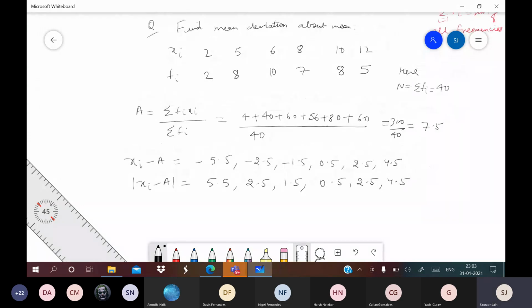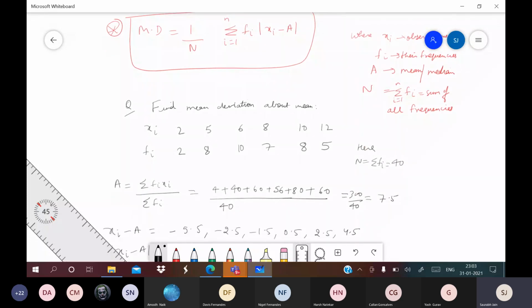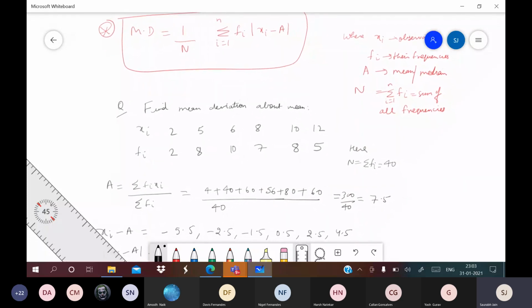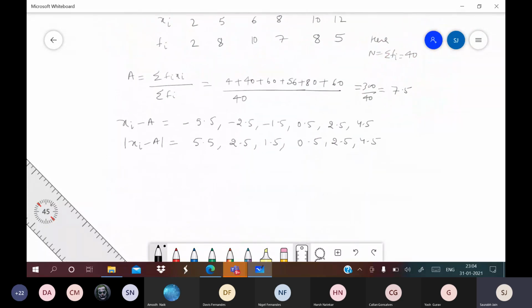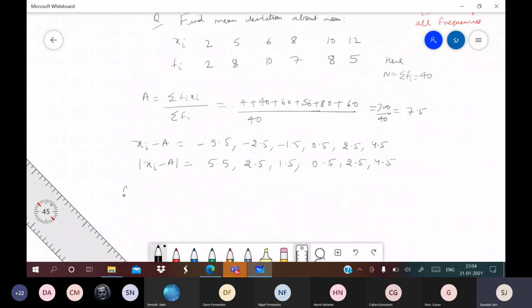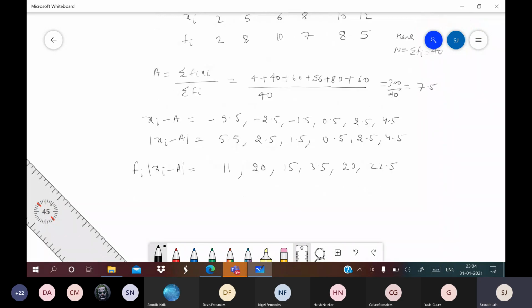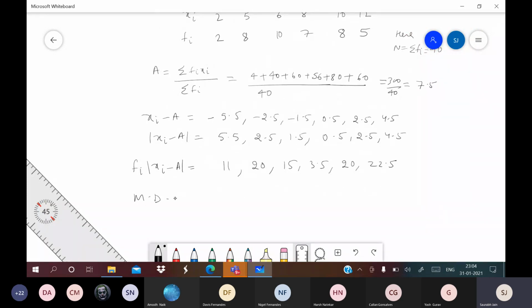Then see the formula. In the formula it is sigma of fi into modulus of xi minus a, right? So now you have to multiply these values with the corresponding frequency. So first value 5.5 with 2, 11. Then 2.5 into 8, 20. 10 into 1.5, 15. Then 3.5. Then 2.5 into 8, 20. Then 22.5. Okay.